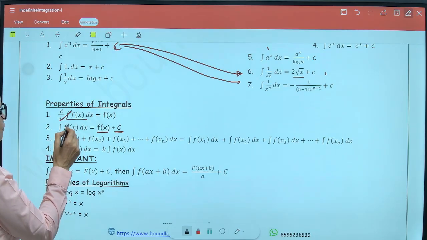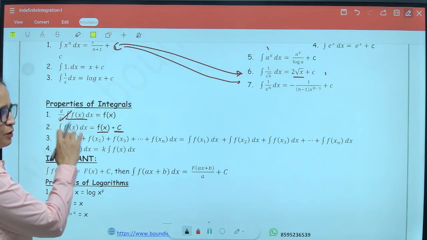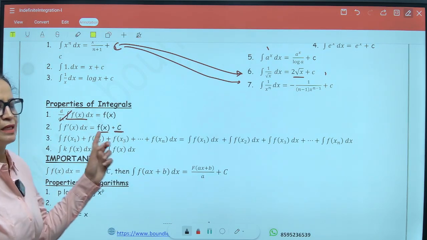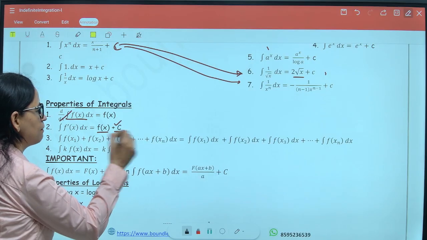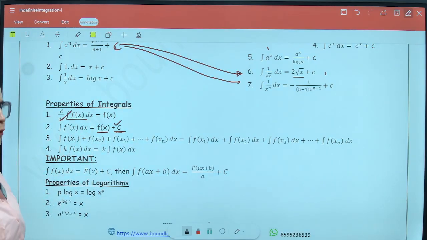So even if derivative and integral are cancelling each other, you are getting the function back, but now it is with the constant of integration. So again I am emphasizing, please remember this constant of integration is very important when we are doing indefinite integrals.